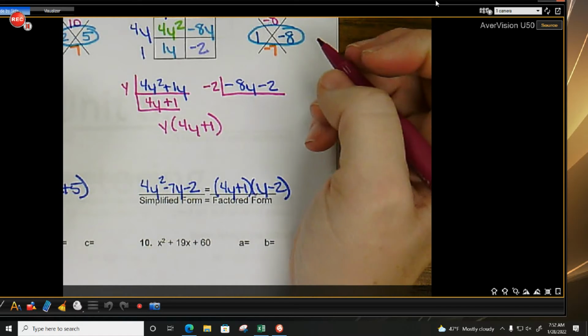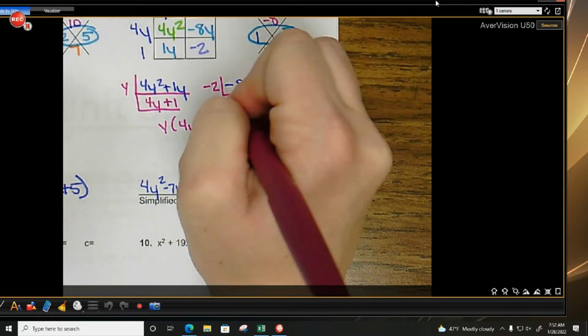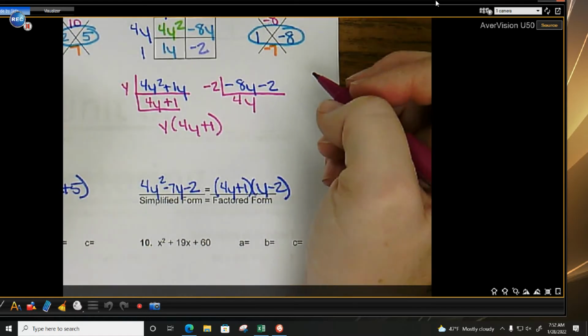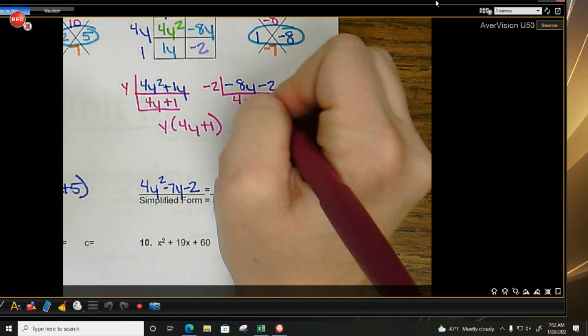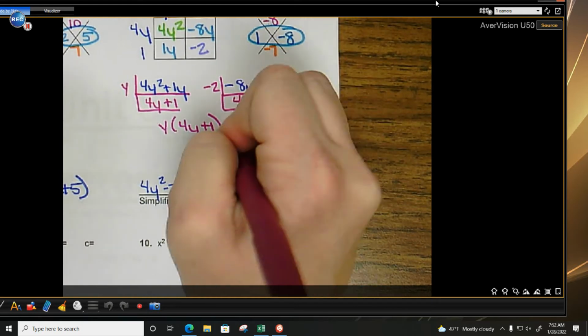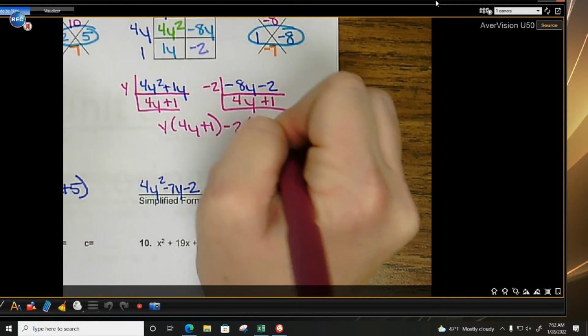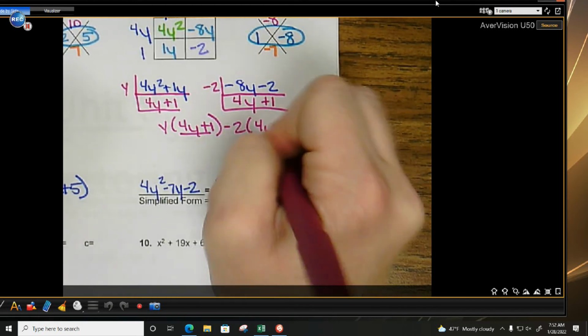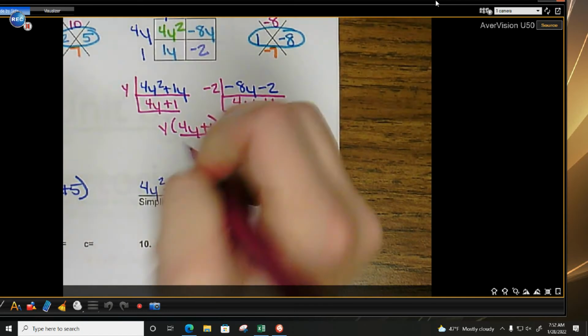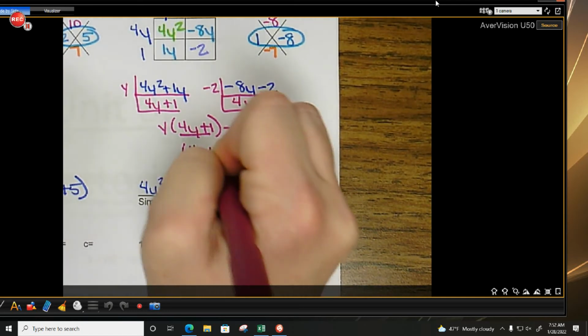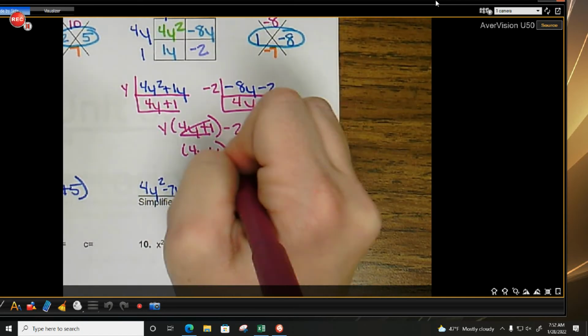4, and it has a y. What's negative 2 divided by negative 2? 1. So I get negative 2 times 4y plus 1. Do my parentheses match? Yes. So 4y plus 1 times y minus 2.